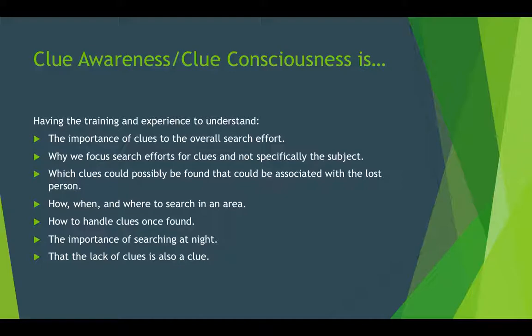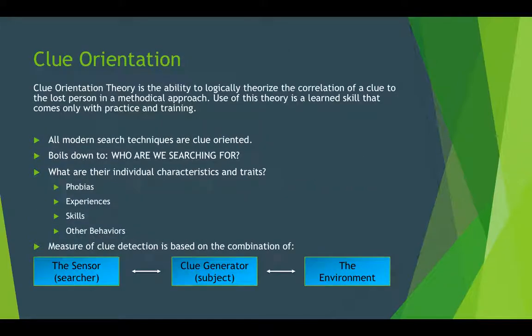Just to fill in a little bit about this, the focus on efforts for clues and not specifically the subject is relevant because the subject is an end goal, but there are lots of smaller clues that can help us identify where that subject might be. This is part of clue orientation. Clue orientation theory is the ability to logically theorize the correlation of a clue to a lost person in a methodical approach. Use of this theory is a learned skill that comes with practice and training.